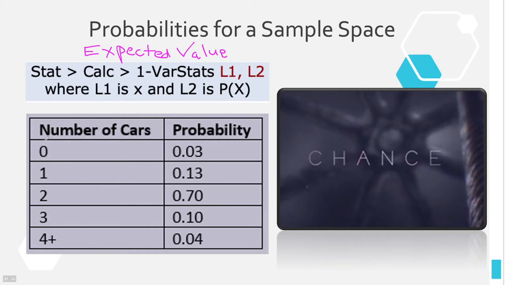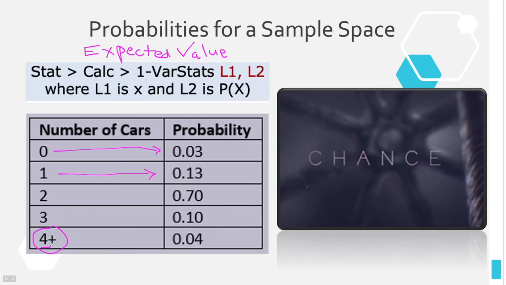So to compute the expected value, what Newton will tell you is to multiply the outcomes times the probabilities. So you would have a third column for 0 times 0.03, which is 0, and 1 times 0.13, which is 1, and then 2 times 0.7, which is 1.4, and then 3 times 0.1, which is 0.3. And you may not have any of these in Newton where you have to guess. If you do, though, Newton will tell you what to guess. You won't actually be guessing.